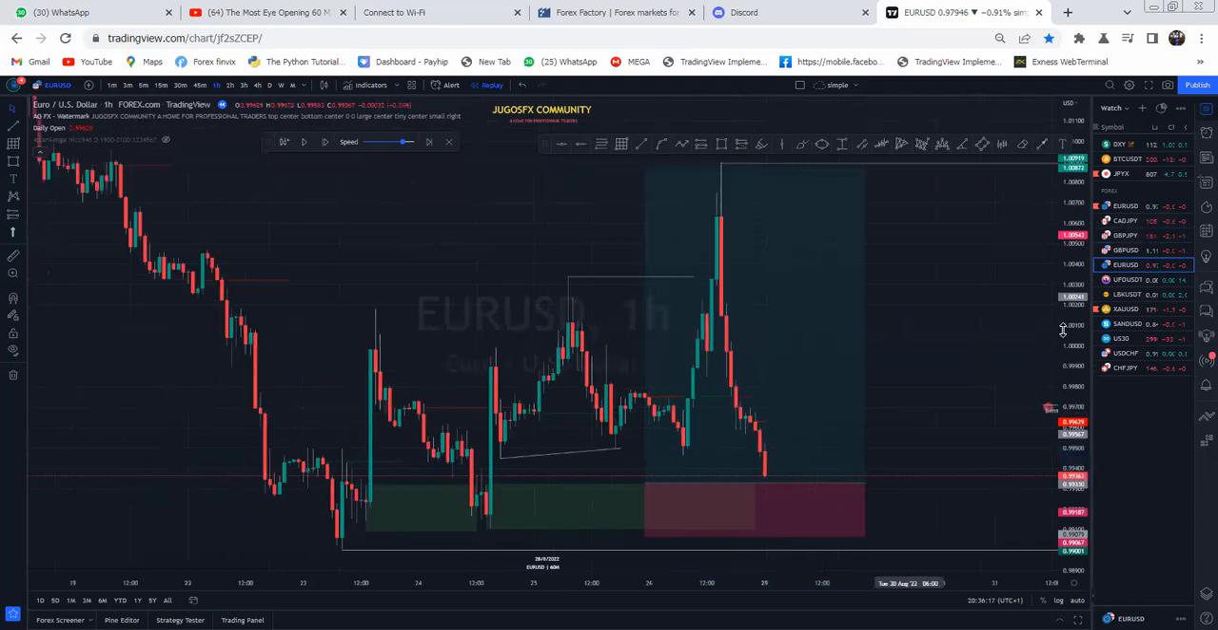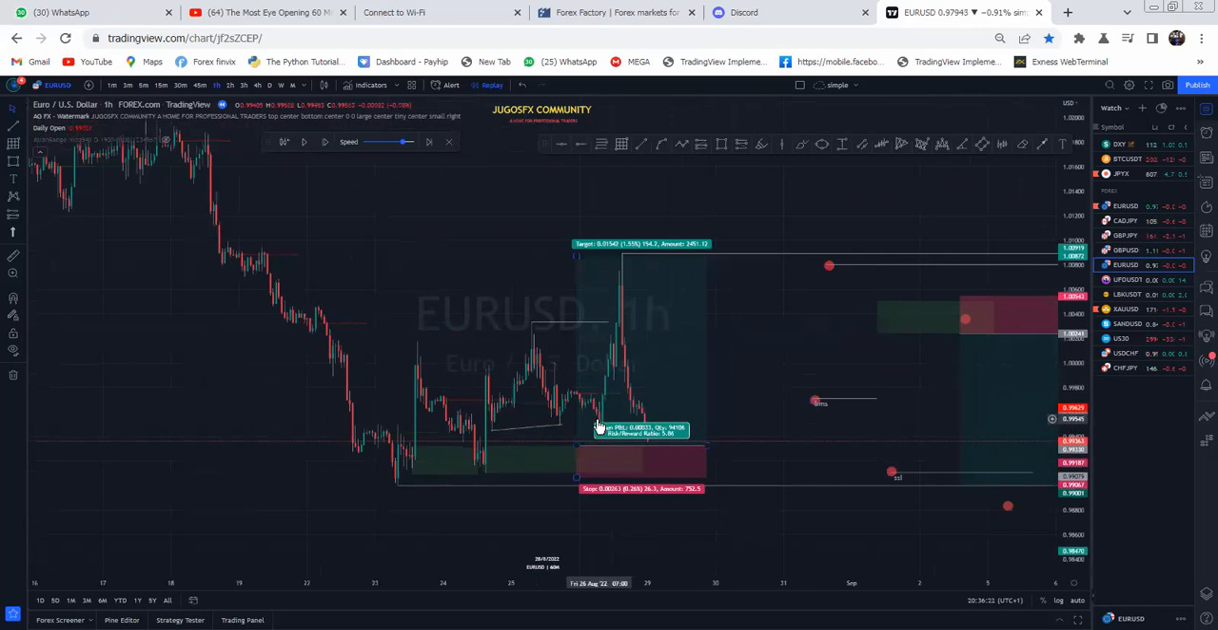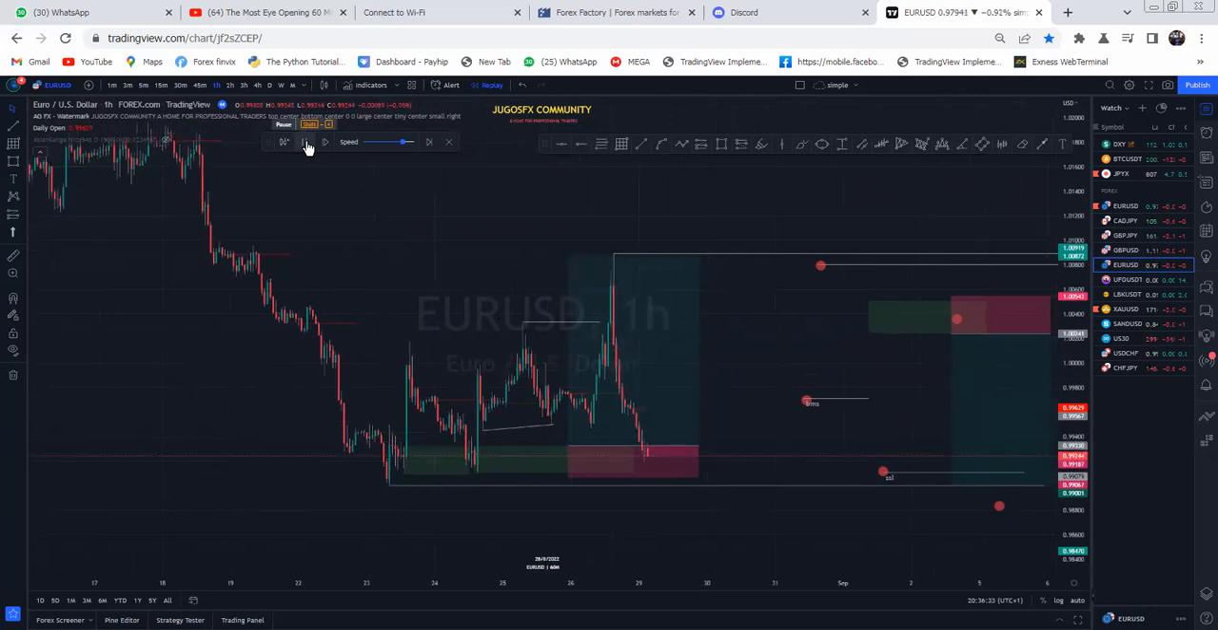Now, this is to confirm we are still on an uptrend, right? This is just an internal structure that has been formed. We are still in a clear uptrend until this low is taken out. All right. So let me just play that out. Let's see how it goes.